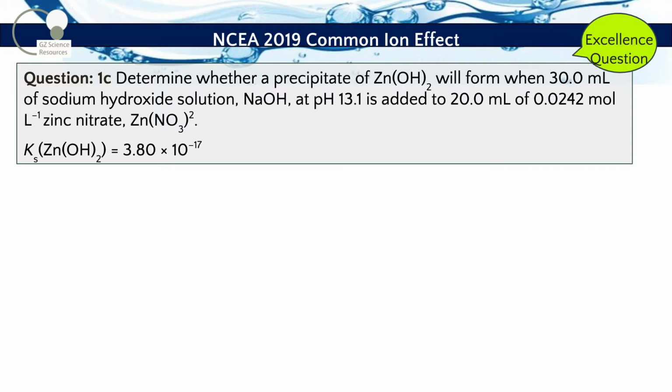So right now, what we're working on is figuring out the diluted concentrations of zinc and hydroxide. Zinc would be the easiest one because we don't need to figure out its concentration. It's stated to us. But we do need to convert the pH of hydroxide into a concentration.